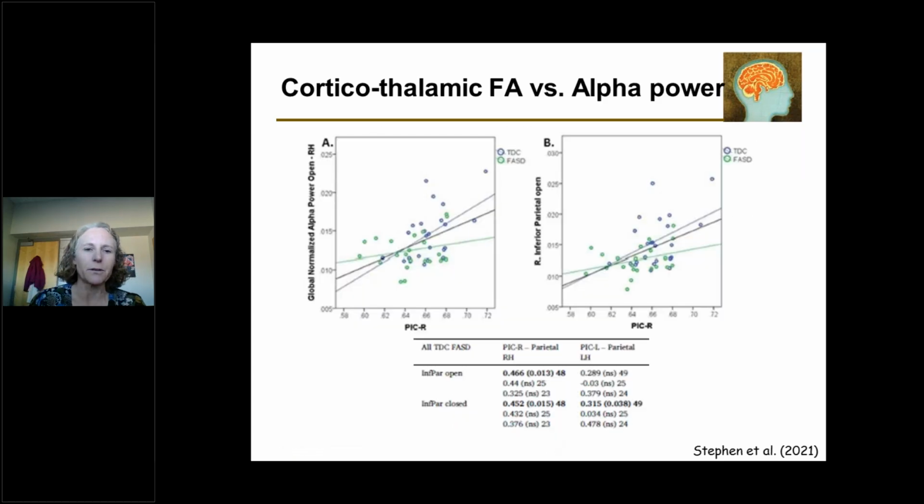And then we also found a correlation between alpha power and the FA value for these different tracts, for 3 of the tracts. And this was particularly significant in the typically developing controls, but not significantly correlated in the kids with FASD. So it does look like there's some sort of breakdown in the association between alpha power and corticothalamic connectivity in the patient population.